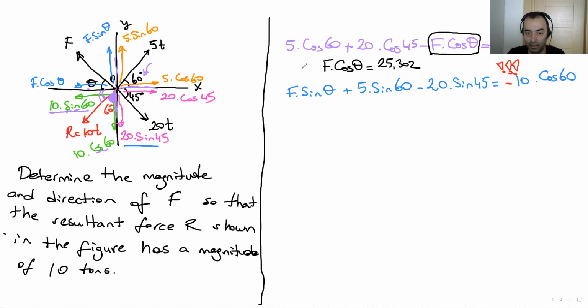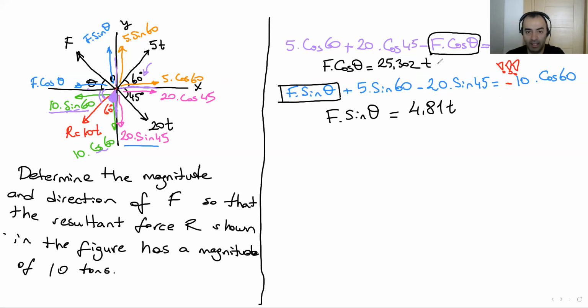From here, we have one more unknown. We can get the F sine theta. If we take all these numbers to the other side, you can get this. It's easy. Let me check the result. Here, 4.81 ton. Okay.